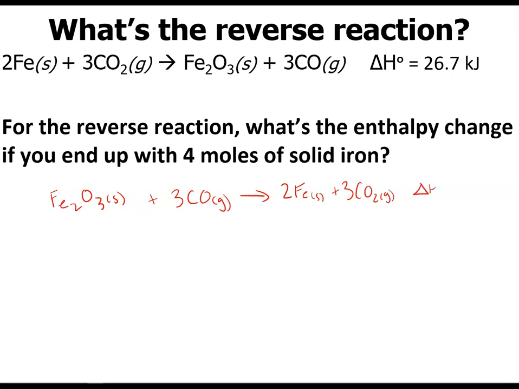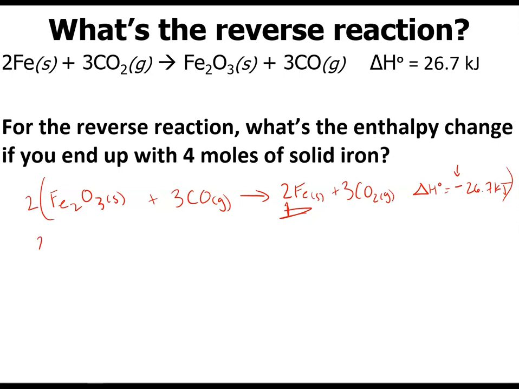And the delta H value now is going to be a negative 26.7 kilojoules because we reversed the chemical reaction, so that has to be a negative value. Now we're asked for the reverse chemical reaction, what's the enthalpy change if you end up with 4 moles of solid iron? Well, here I have 2 moles of solid iron. I want 4, so I have to multiply this whole entire thing by 2, because 2 times 2 is equal to 4.